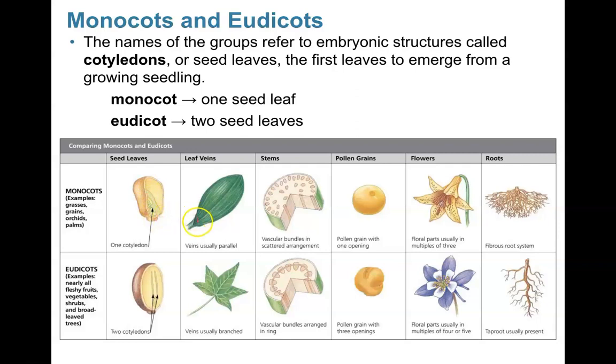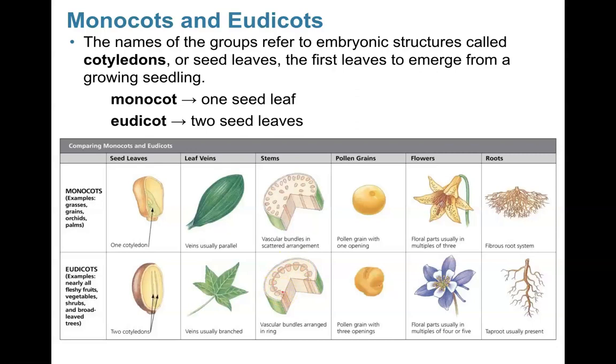The veins of the leaf are usually going to be parallel. What I mean by that is they run in straight lines. We don't see any branching effect going on. As in with the eudicots, I do see a branching network from those veins located along the leaf structure. The stems of these guys are usually going to be arranged in vascular bundles that are scattered throughout, where in eudicots, you're actually going to see an arrangement of those vascular bundles around the stem line.